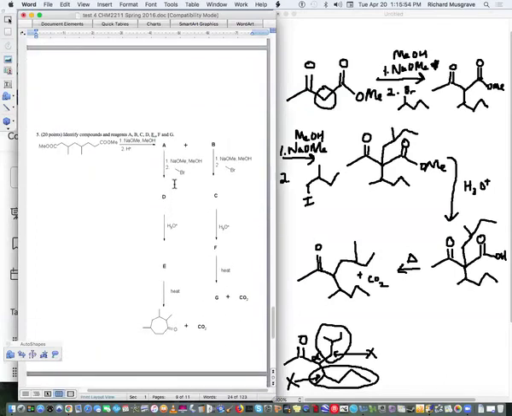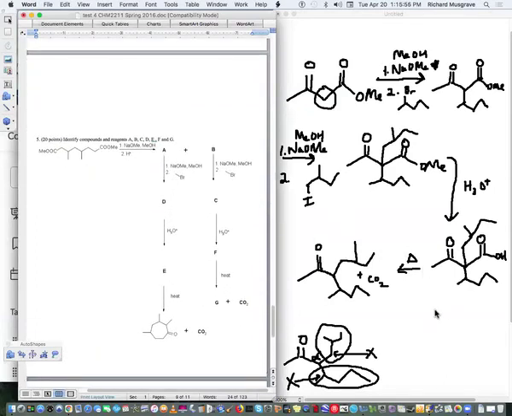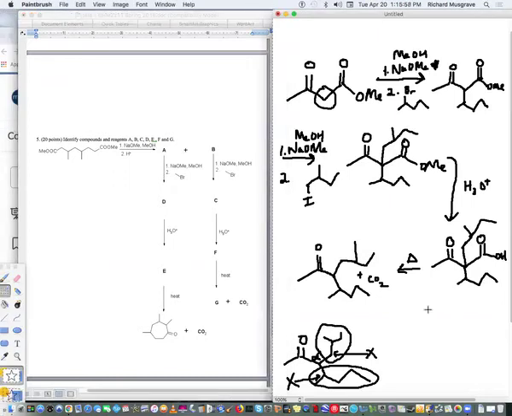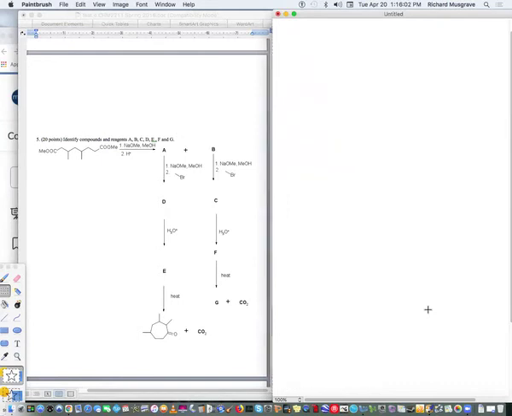So question 5. Anybody got any other questions about this one? All right. Now question 5. So what you do is you actually just look down here and you can see how big the ring's going to be. So you know it's going to be a 7-membered ring.